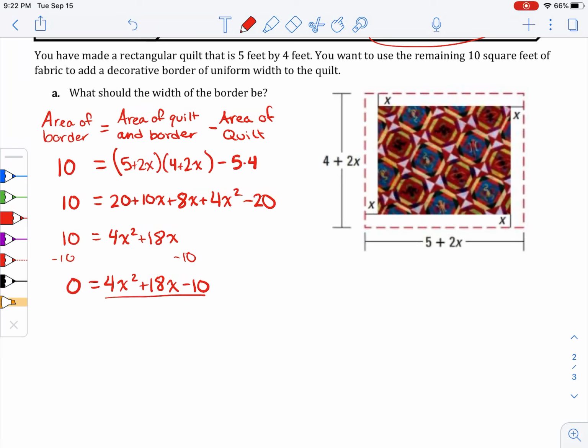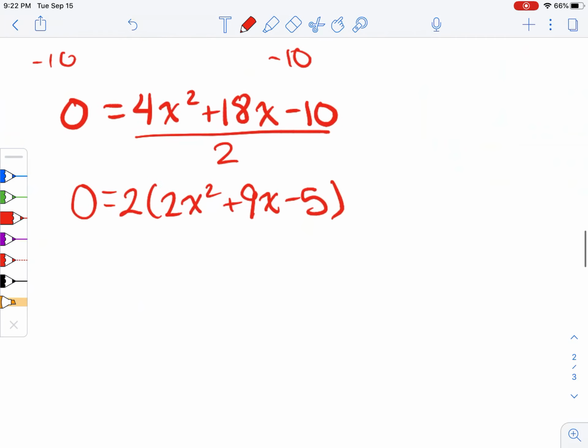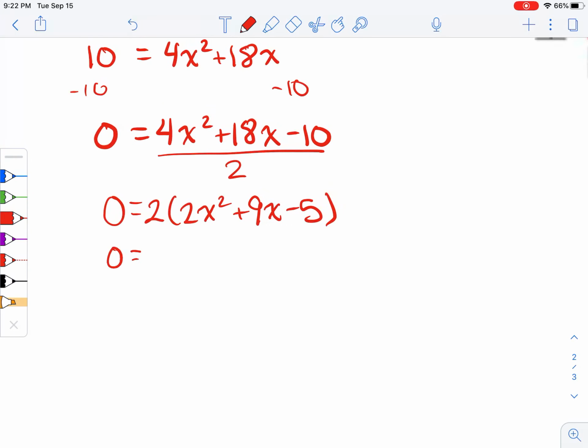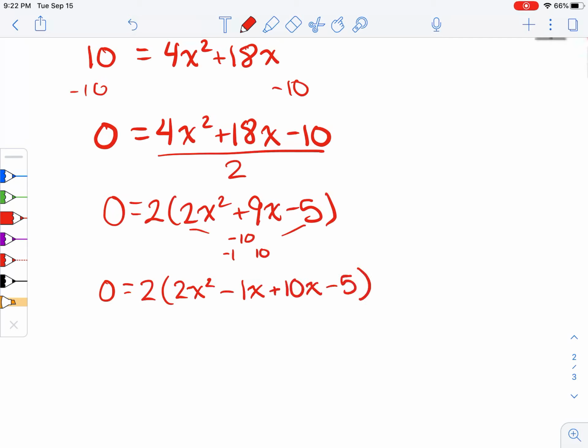So we're going to use some of our strategies from before. First I'm going to look for a common monomial. These are all divisible by 2. So I have 0 equals 2 times 2x squared plus 9x minus 5. Now I have to do some factor by grouping. 2 times negative 5 is negative 10. To add to a positive 9, I'm going to do negative 1 and positive 10. So I have 2x squared minus 1x plus 10x minus 5. I have my two groups.